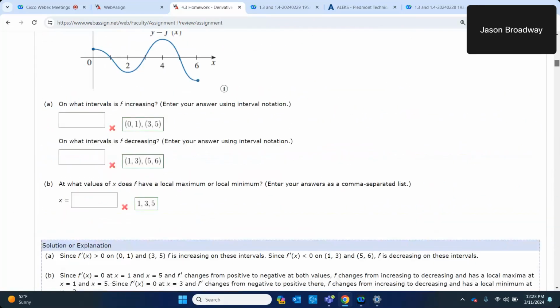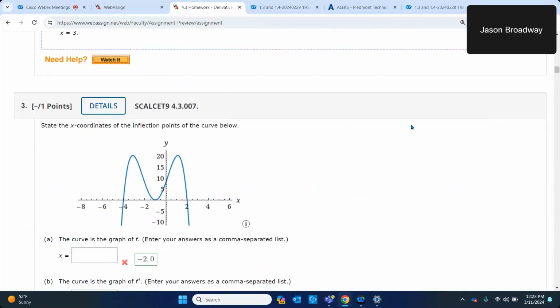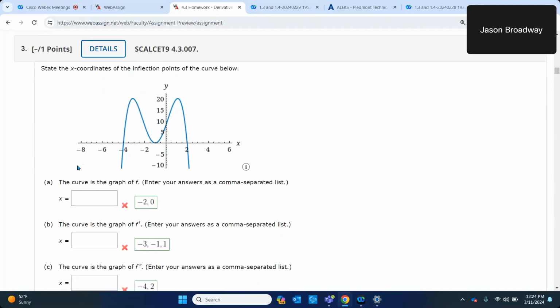This section can go on for a while, but in question three, state the x coordinates of the inflection points of the curve below, and this is the graph of just f right here. So there's no weird stuff going on.